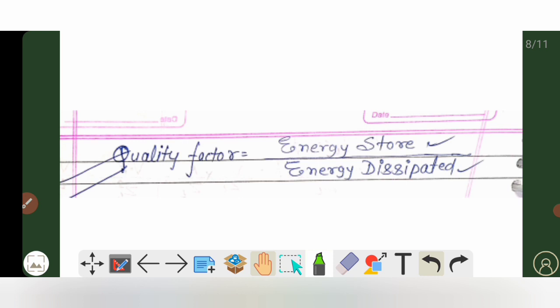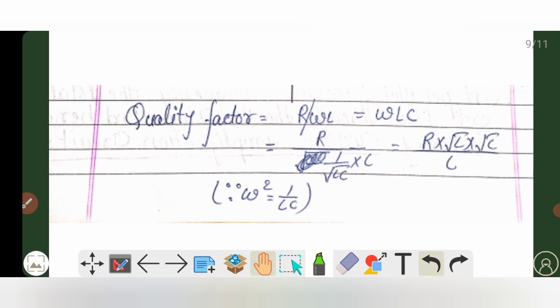We know, my dear friends, that quality factor is equal to energy stored by energy dissipated, and keeping this equation in mind, we will calculate the value in case of RL circuit and in case of RC circuit. So in case of RL circuit our equation will be equal to R by omega L, and in case of RC circuit our equation comes out to be omega into LC, as you can see here. Now if we calculate further, we know that omega square is equal to 1 by LC, so the value of omega will be 1 by root under LC.